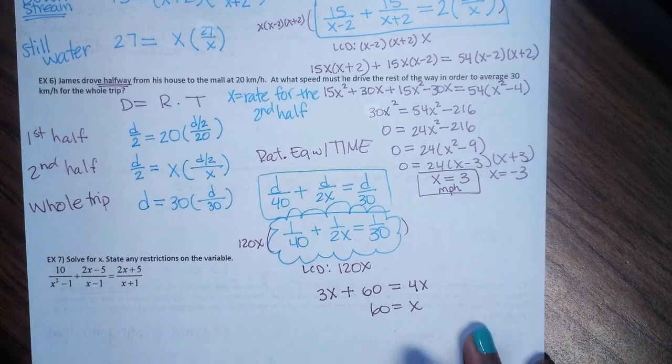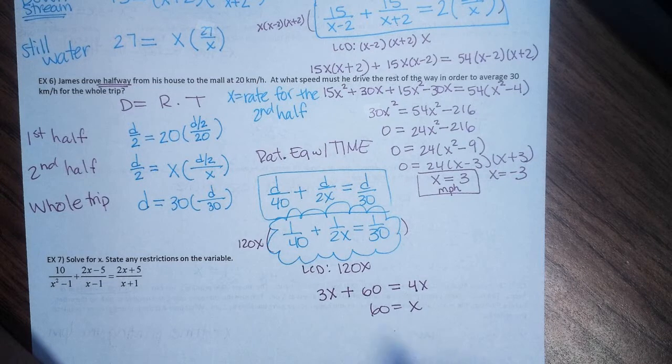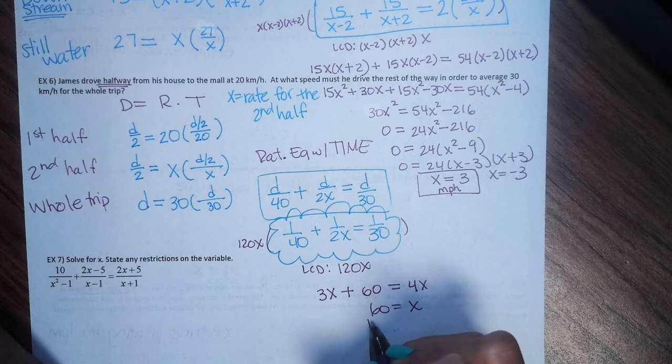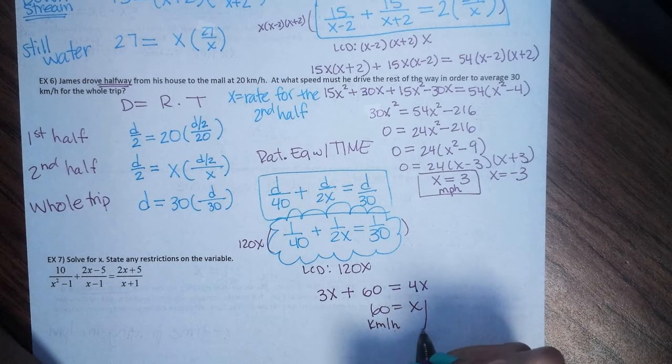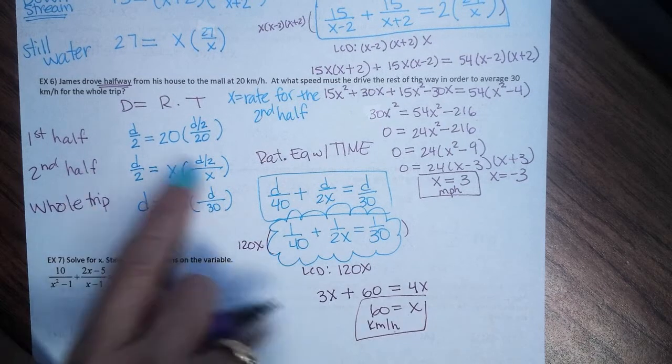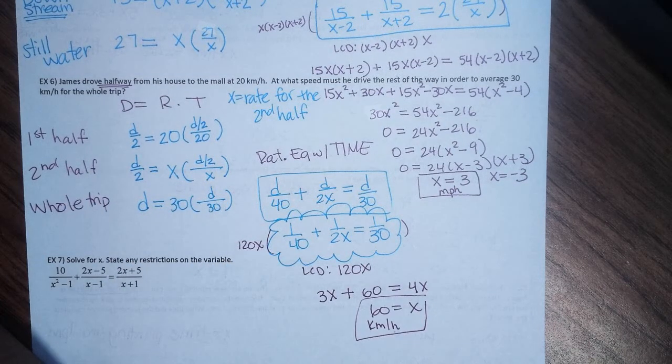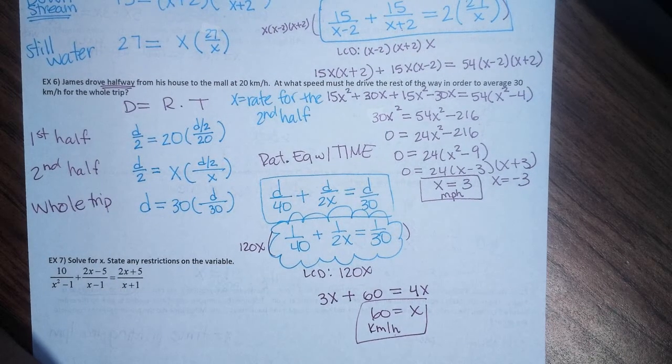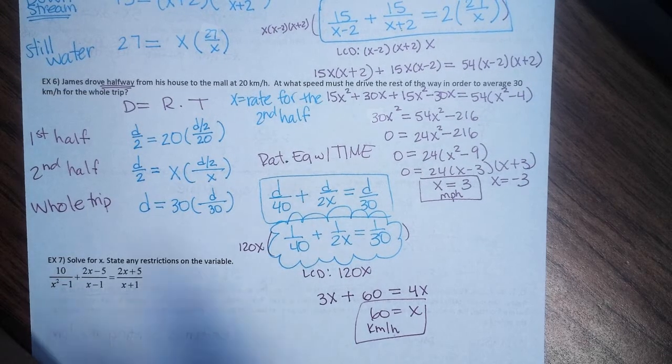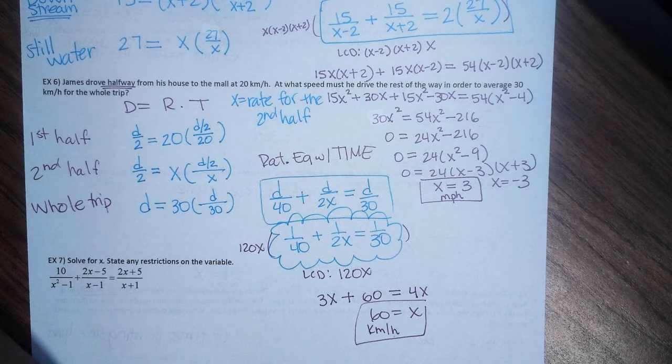So to answer the question, it looks like James traveled at 60 kilometers per hour during the second half of his trip. And that is how you solve rational equations with word problems. You just have to set them up. And now you need to practice example 7 by yourself. Good luck.